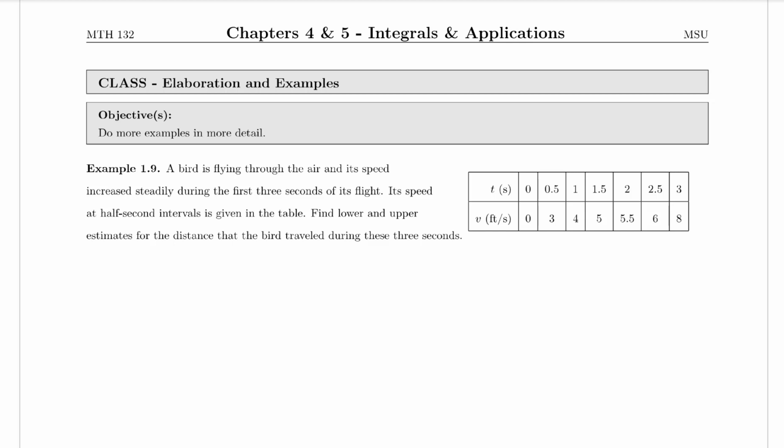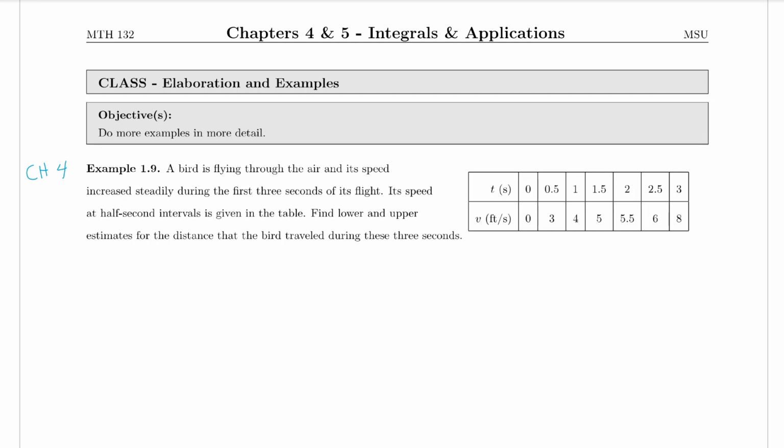Alrighty, welcome back to another set of online lectures for Math 132. Today we're going to be working on Chapter 4, Section 1. And from the earlier lecture video examples, you would have seen that this section is about finding areas underneath curves by using Riemann approximation. This first example, example 1.9, we're going to do that process using a table of values.